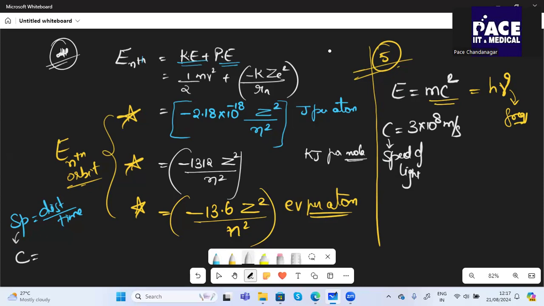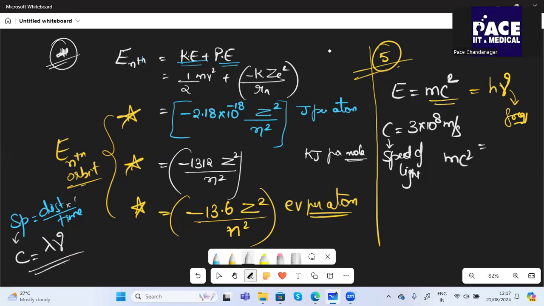So velocity is equal to distance. I consider the distance in the quantum as wavelength, the length of the wave, times 1 by time. 1 by time is nothing but your frequency. This letter stands for frequency. I hope you are already accustomed to these terms, right? So c equals lambda nu. This thing, I am using it here.